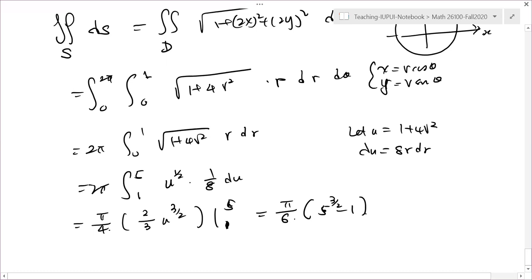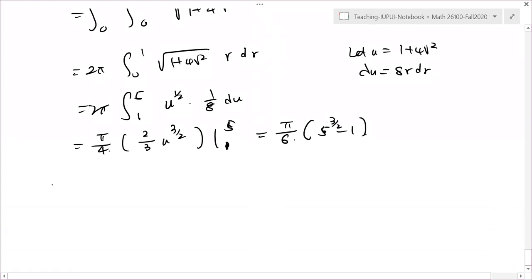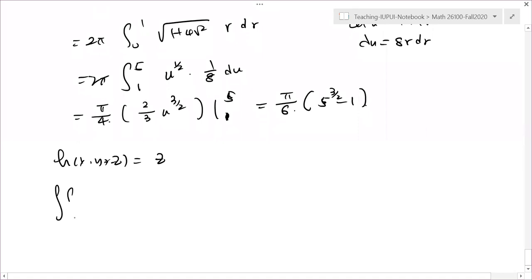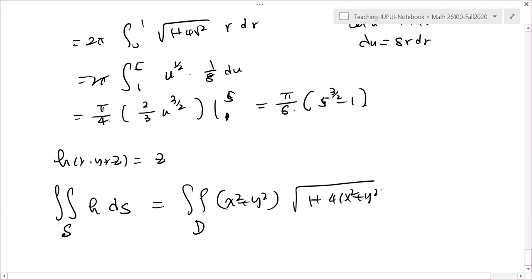We can take it, no problem. How about the height function? The height function is just equal to z at every point. So the integral of h dS, if we change it to the double integral over D, h is going to be z, right? So what is z? z is our function, x squared plus y squared. So that is the z part, and then the surface integral, dS. Okay, this is our integral. Now, I'm not sure we are able to evaluate this, but I think we can do that, okay?